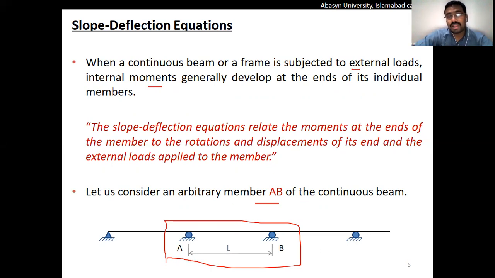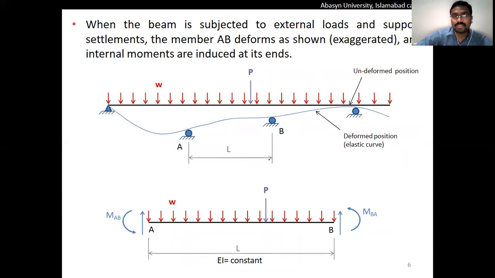The slope and deflection equations basically relate the moments generated due to applied loading with the rotation and displacement of the member at both ends, the far end and the near end. And ultimately, indirectly, they relate the external loads applied to the member. So slope and deflection equations relate the moments at the ends of the members with the rotations and displacements occurring at different ends of the members. That's why we use the slope and deflection method, because it indirectly relates the loading with the deformation of structures.